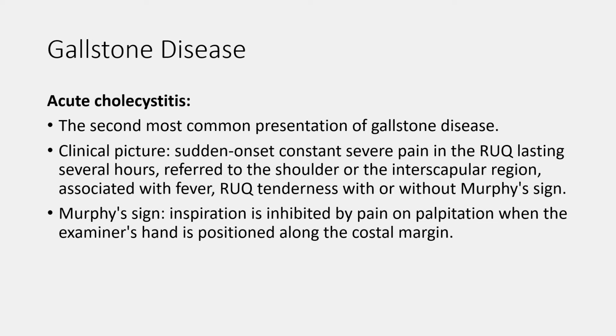The clinical picture of acute cholecystitis is a sudden onset constant severe pain in the upper right quadrant lasting several hours. The pain is referred to the shoulder or the interscapular region. This is associated with fever. By examination, there is tenderness in the upper right quadrant of the abdomen with or without Murphy's sign. Murphy's sign means that inspiration is inhibited by pain on palpation when the examiner's hand is positioned along the costal margin. So, acute cholecystitis is differentiated from biliary colic not only by the characteristics of the pain but also by the presence of fever, and Murphy's sign if present.